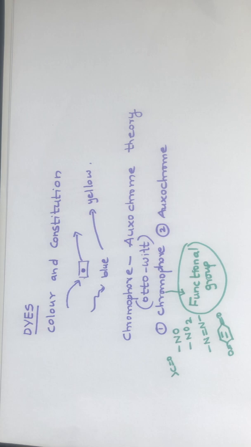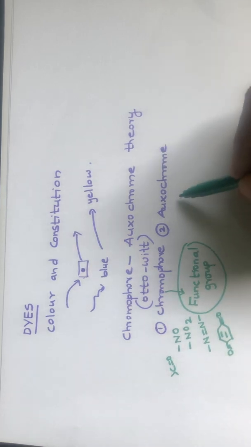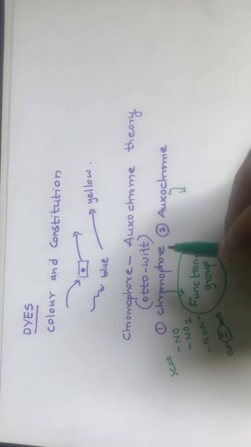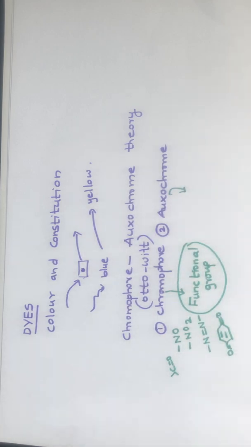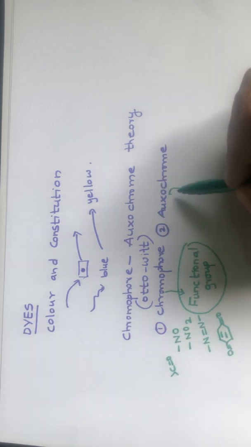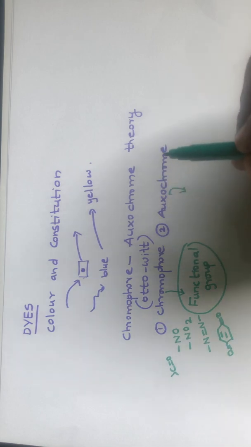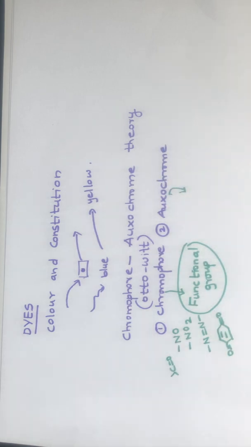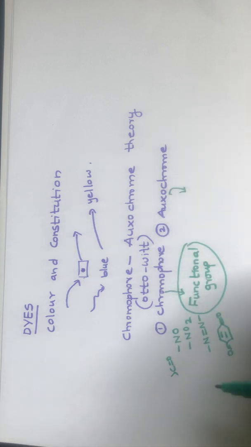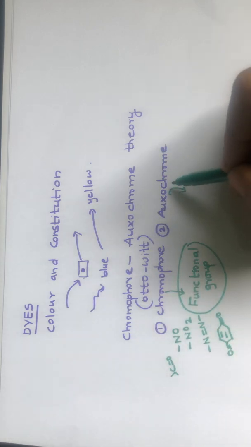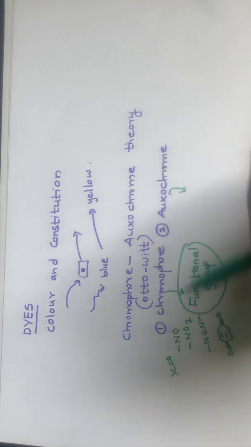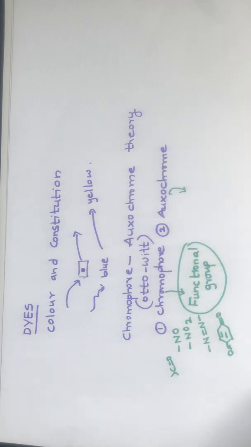Now let us see what an auxochrome is. Auxochromes are certain groups which are not responsible for color, because the presence of these groups alone will not give a color. That means if a dye is colored, it will not be due to the auxochrome. But the presence of these groups along with the chromophores will intensify the color.